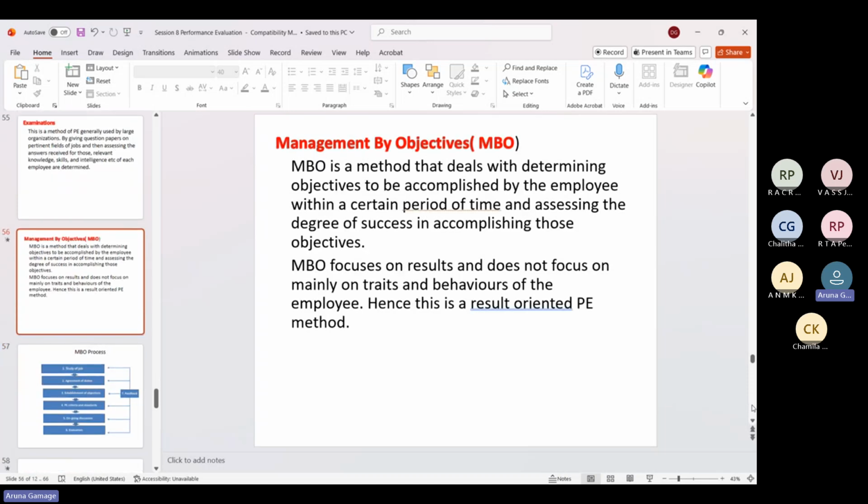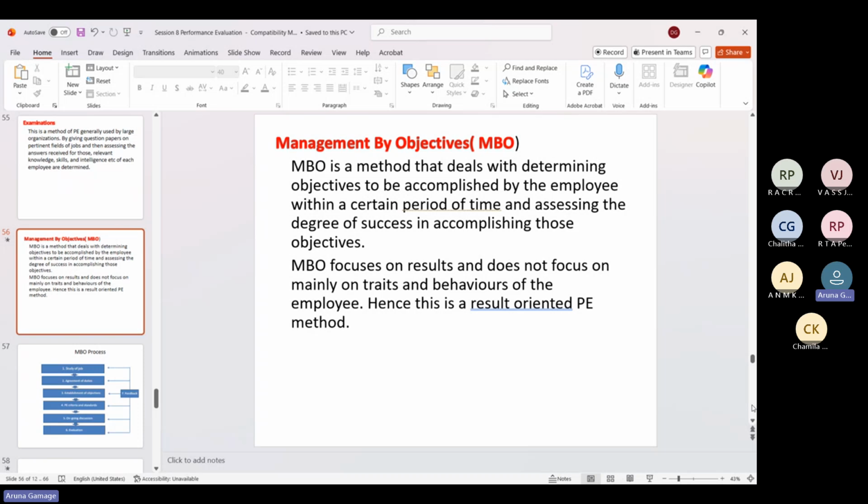Management by objective, this is called MBO. This is one of the best methods you can apply. It is one of the sophisticated methods, and even the cost is very high. Especially, this is used to evaluate the level of performance of managerial employees as it is somewhat sophisticated. These are results oriented.